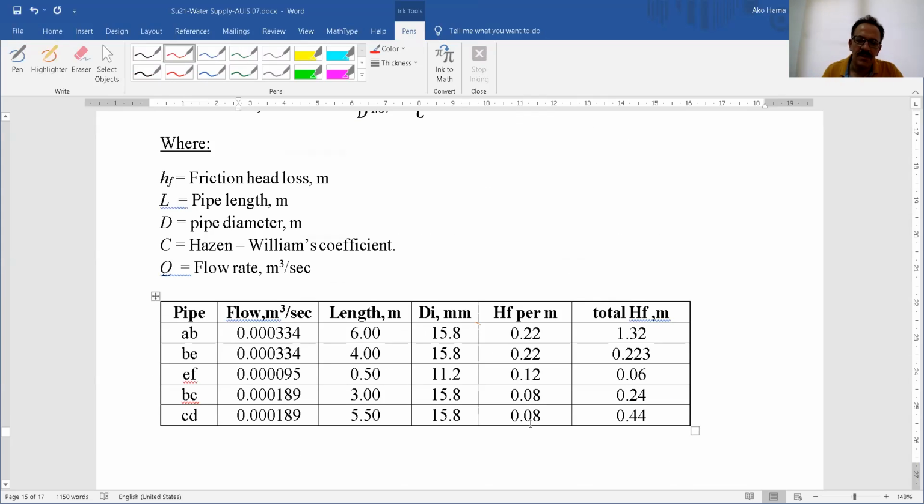So for pipe AB, here's the length, here's the Q, and here's the diameter, and here's the head loss. So from A to B, it will be 0.22, and the total head loss will be 1.32. This is per 1 meter, by the way, so we have to multiply the 0.22 by the length. That will give you this one.